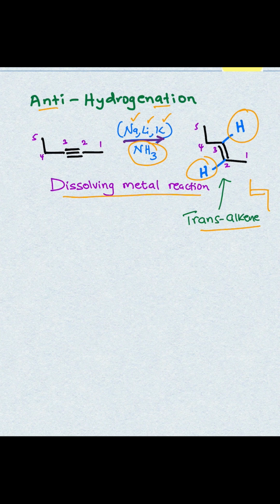It's actually a free radical reaction. So anytime you see sodium with ammonia or any of the other group 1 metals, that's going to be anti-addition of H and H to give you a trans product.